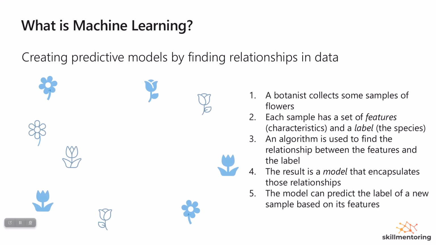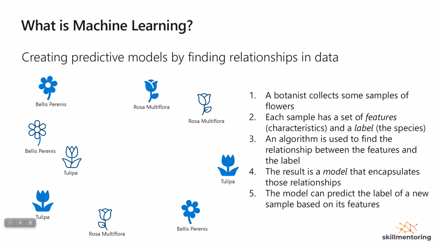For example, a botanist collects some samples of flowers which are of different colors and textures, and each sample that the botanist collects has a set of features or characteristics and the label, which is the species. You can see here in this graphic that there are different types of labels which are associated with different samples, on the basis of the characteristics.